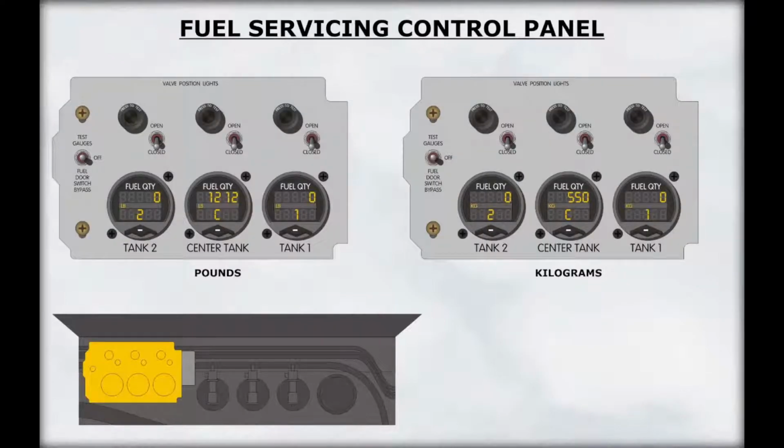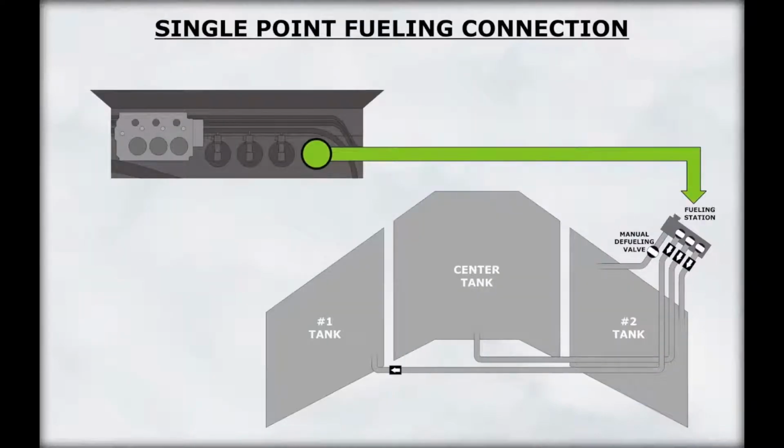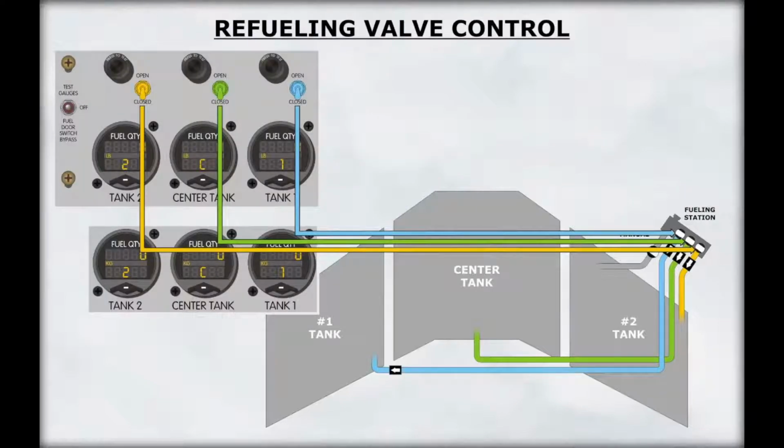The fueling station panel consists of controls and indicators used to fuel and defuel the plane and transfer fuel between tanks. A fueling manifold connects the single-point refueling station with fuel lines going into each of the 3 tanks. 3 valves, one for each tank, control how the fuel is distributed and the amount of fuel to be dispensed in each tank. The valves are controlled by 2 position toggle switches.